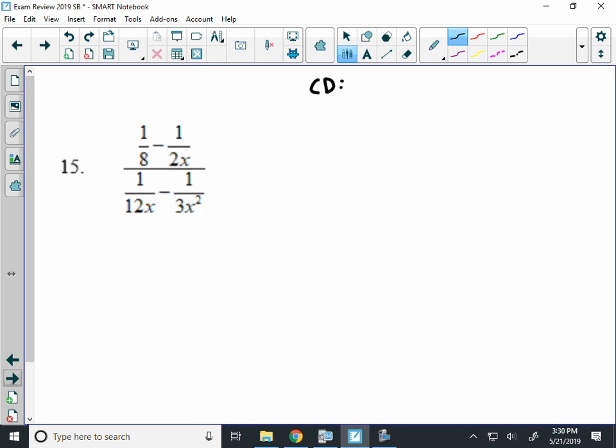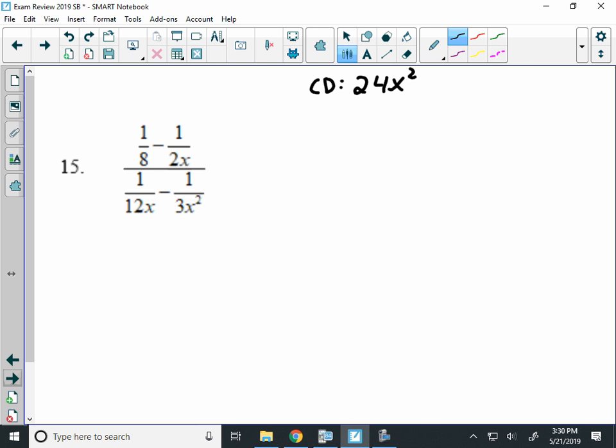I pick a number that 8, 2, 3, and 12 all go into. Right? 8 doesn't go into 12, 2 and 3 do. They all go into 24. So I'm going to need the number of my common denominator that I'm going to multiply by to simplify it, be 24. Some of them have x's, but one of these guys has an x squared. So I actually have to multiply by 24x squared.